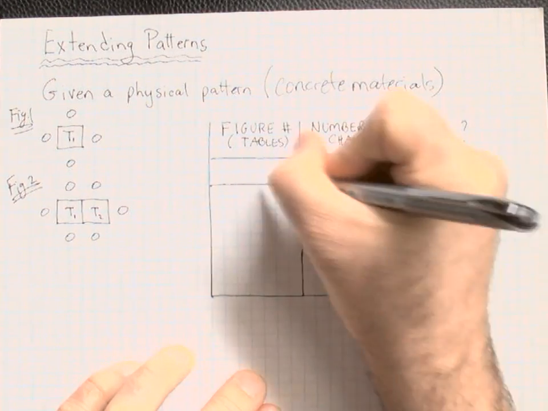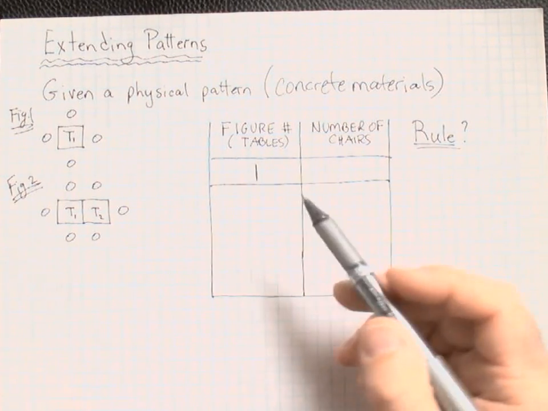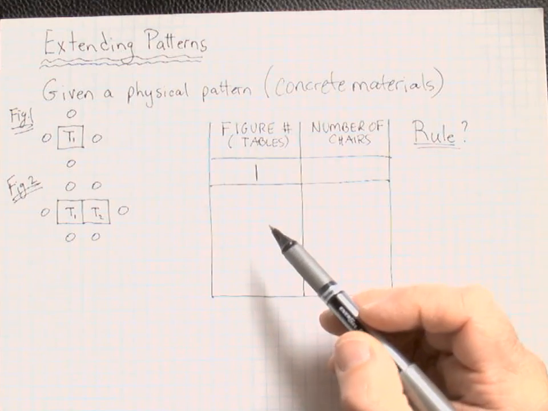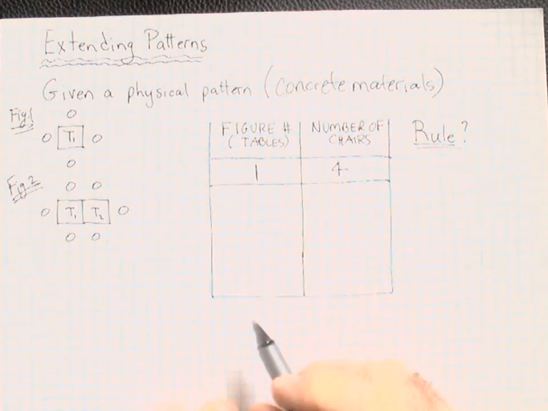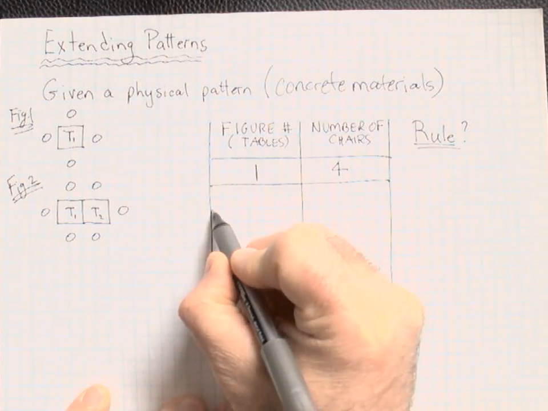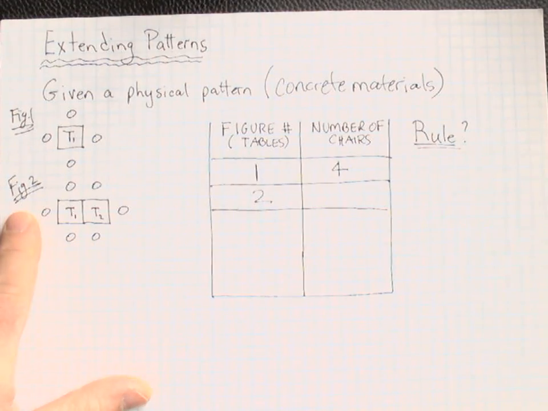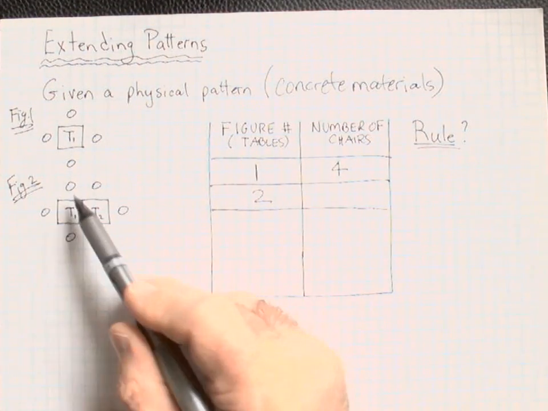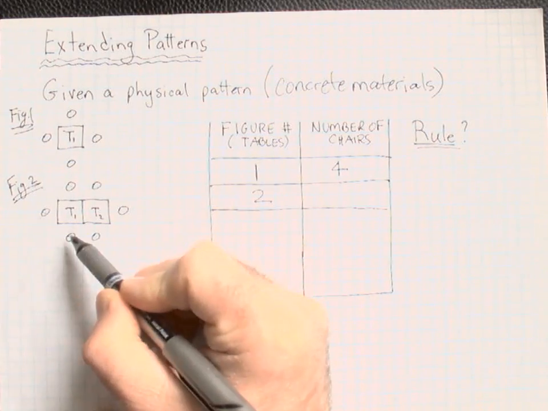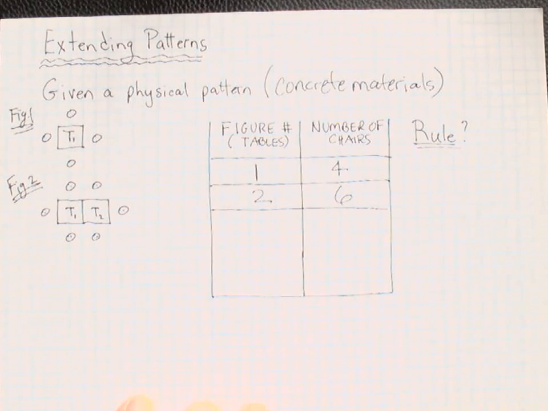In our first one, we have 1 table in figure 1. So here the figure number matches the number of tables. That doesn't always happen, but sometimes, like today, it will. And there are 4 chairs when we have 1 table. As we move along, there are 2 tables in our second figure, and there's not 8 chairs. It doesn't double. If we look, there's 1, 2, 3, 4, 5, 6 chairs when there are 2 tables.